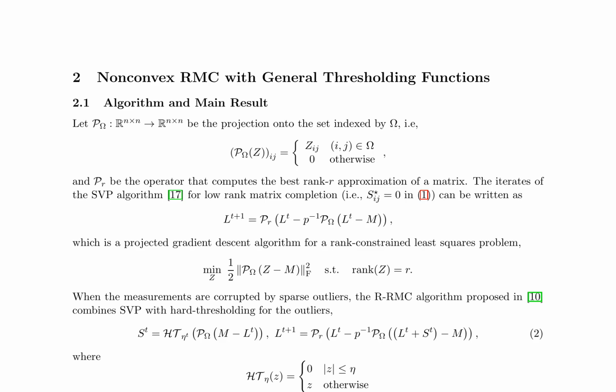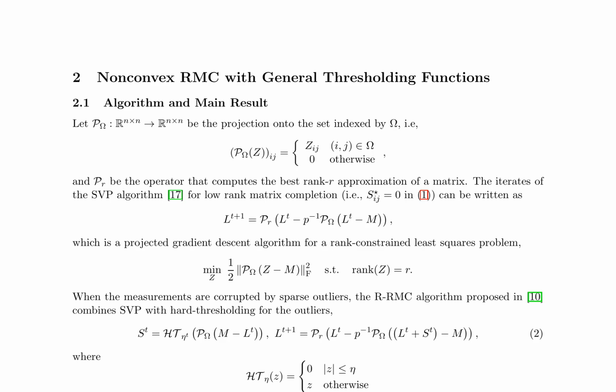The non-convex RMC algorithm combines the SVP algorithm for low-rank matrix completion with a thresholding function to handle sparse outliers. A general class of thresholding functions is considered, satisfying three properties. 1. Zero for inputs less than or equal to a parameter lambda. 2. Lipschitz continuous. And 3. Bounded difference with the identity function.